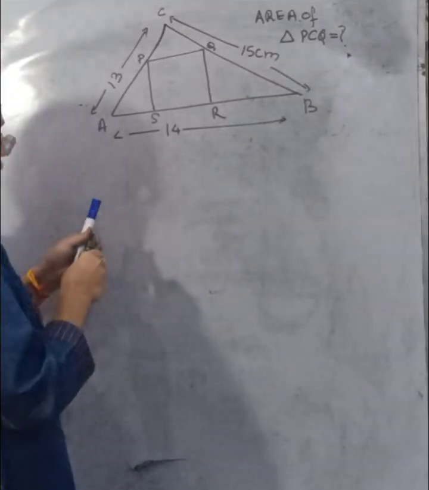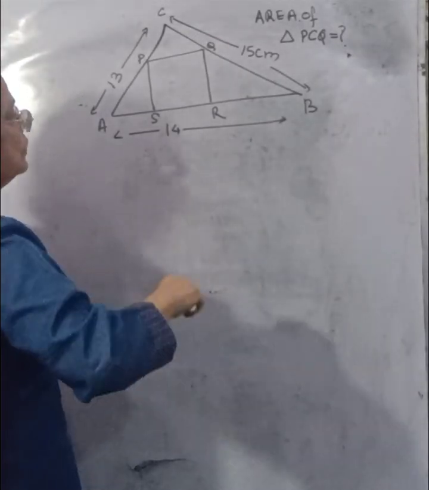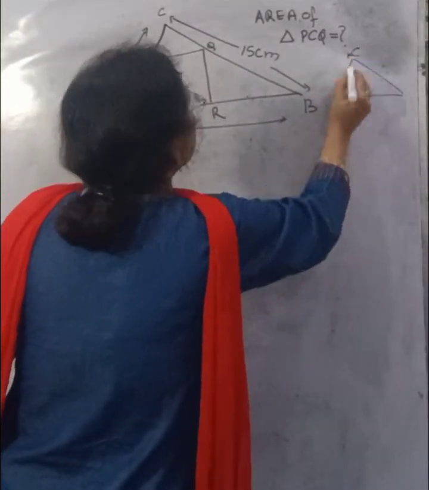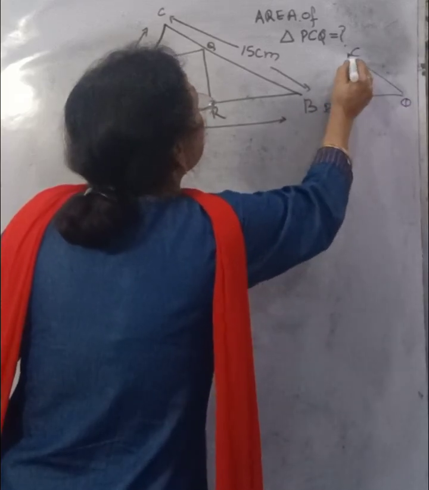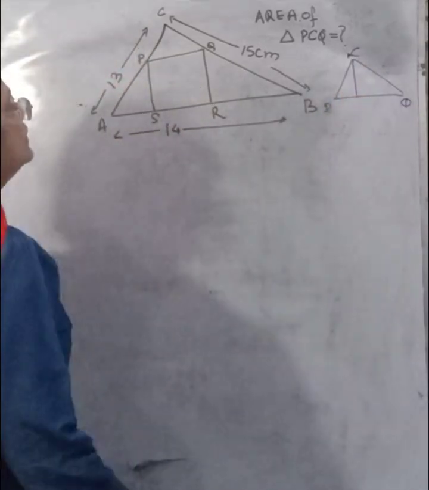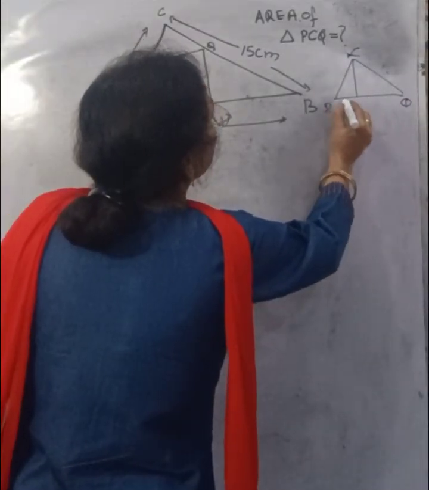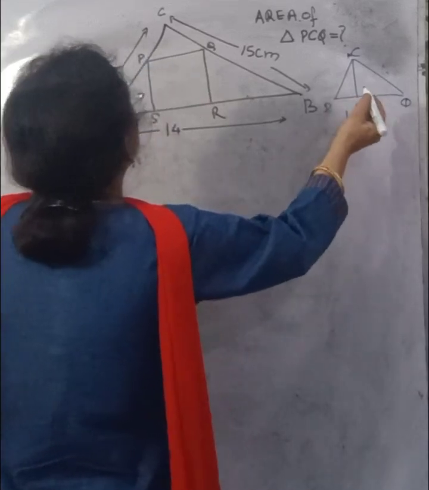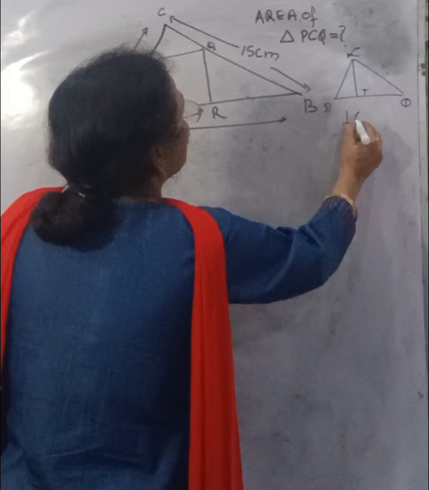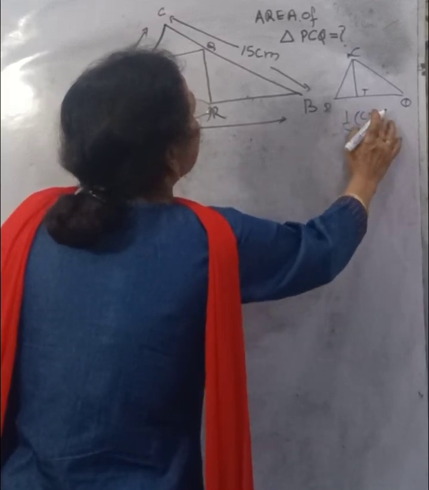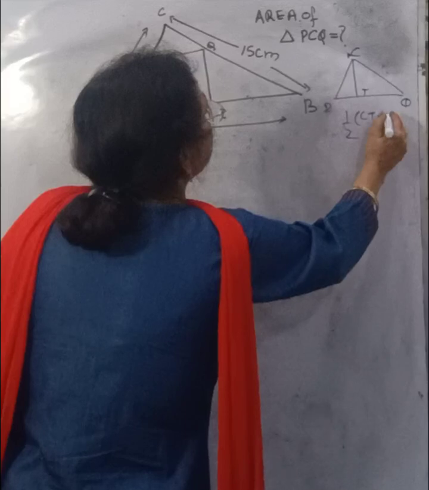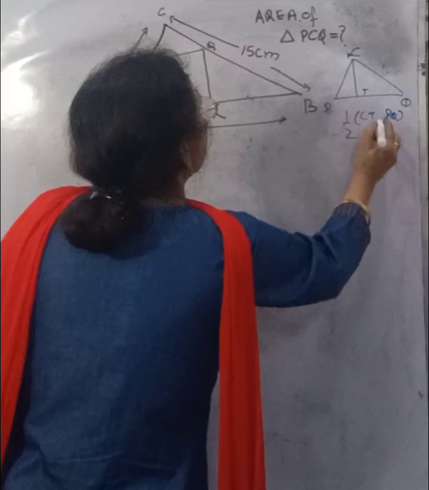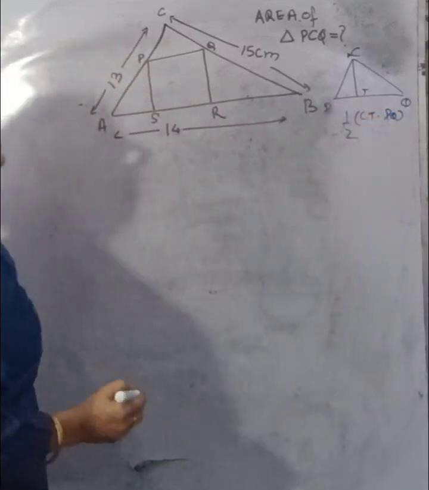If we draw this triangle PCQ separately, this is C, this is P and this is Q. Let us suppose this is the height, with the foot of the perpendicular at point T. Then the area will be equal to 1 by 2 into CT into PQ. This will be the formula for our area.